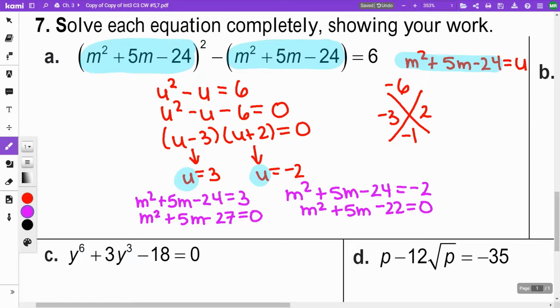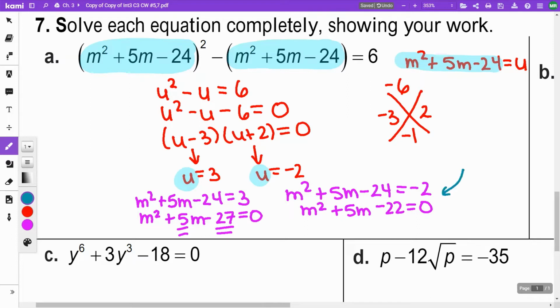Then we are going to solve these. So they look like a diamond. If you can think of something that multiplies to a negative 27 and adds to a 5. The only things I can think of that multiply to 27 are 1 and 27, 3 and 9. Neither one of those are going to give me a 5. So I'm going to have to use quadratic formula.